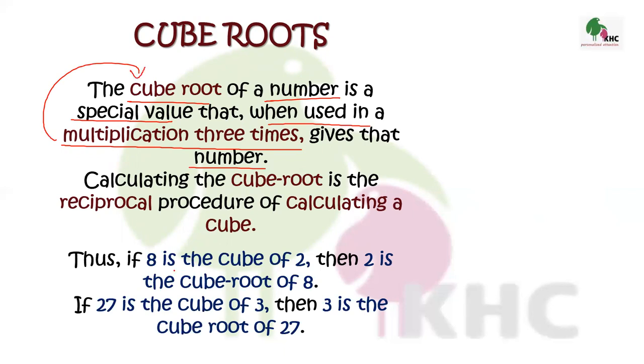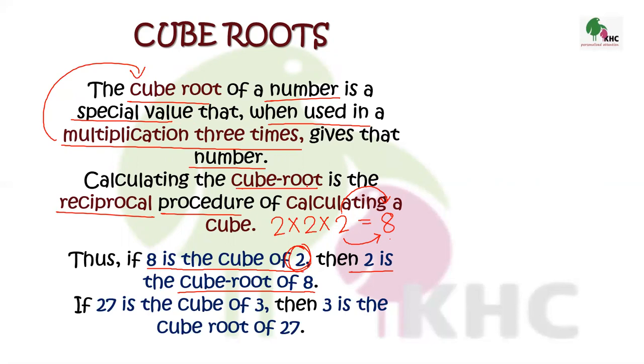Okay, for example, 8 is the cube of 3. Sorry, 8 is the cube of 2. Then 2 is known as the cube root of 8, because it's 2 that you have multiplied with itself 3 times, because of which you got 8, right? So 8 is known as the cube of 2, whereas 2 is known as the cube root of 8. So cube and cube root are just reciprocal procedures.